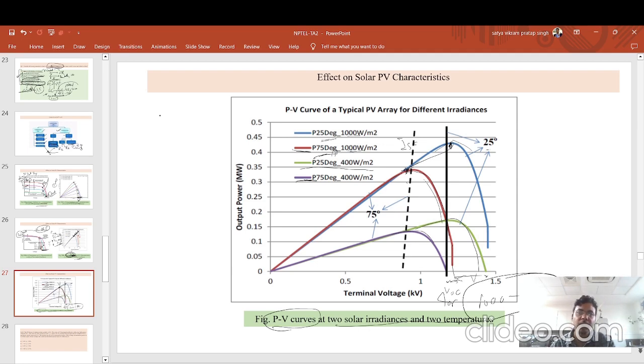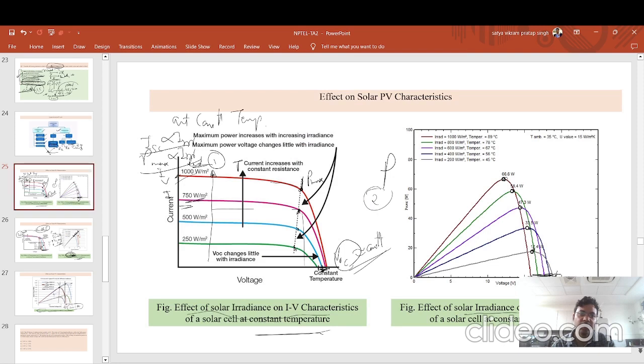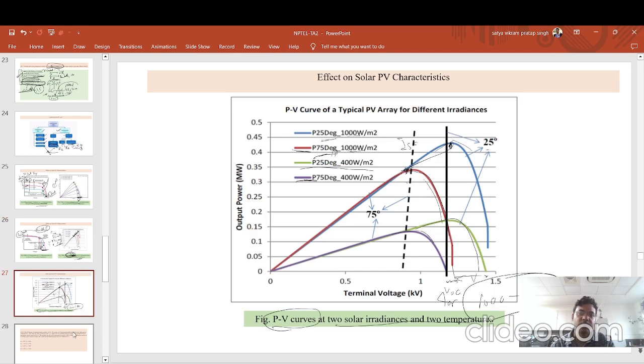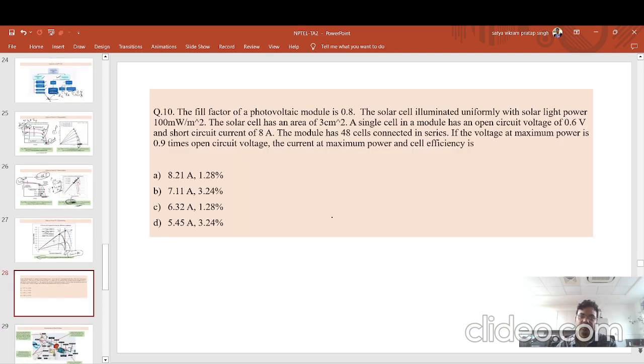So the main crux is, if you see this figure, when irradiance changes, the VOC remains nearly constant, and ISC changes very much, and the Pmax changes. And if you increase the temperature, the VOC will decrease, main crux, and the Pmax changes very slightly. Main crux of this question. So try to solve this 10th question. This is related to the fill factor and the efficiency.